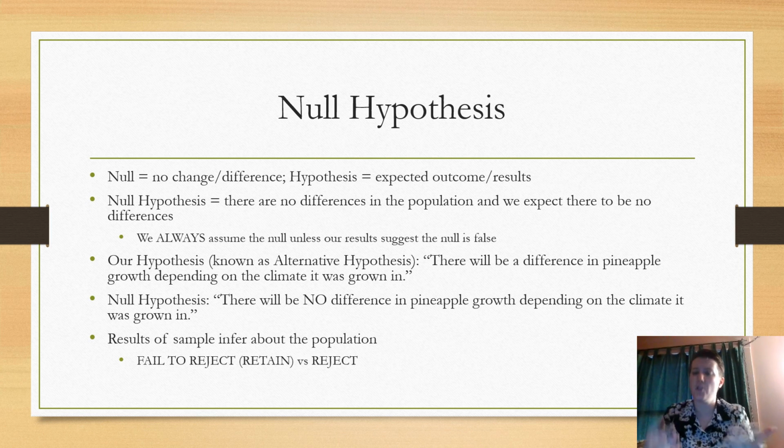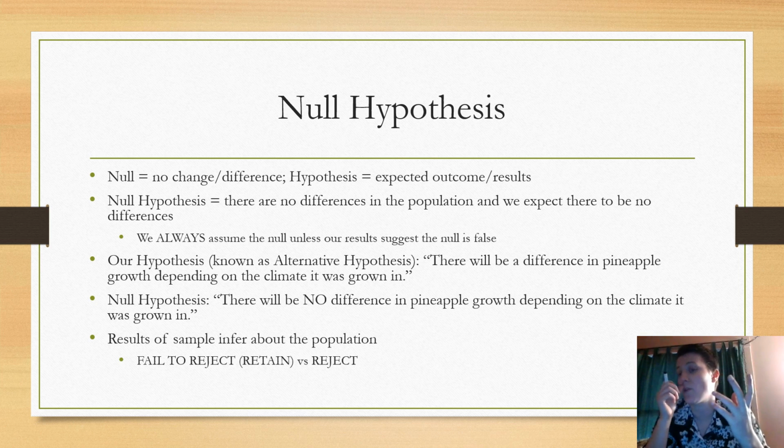So I mentioned the null hypothesis before, and how we always assume that it's true, and how a p-value is just the probability that your null hypothesis is true. So with that, let's break down the null hypothesis. We've talked about how a hypothesis is just your expected outcome, what you think would happen. Like, oh, there will be a difference in pineapple growth depending on where they're being grown, be it in a humid or a dry climate. The word null just means no change, no difference, nothing to see here, officer.